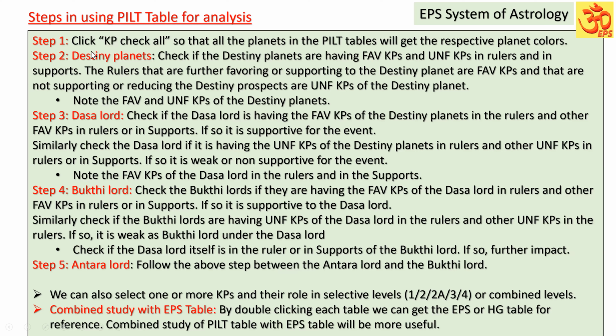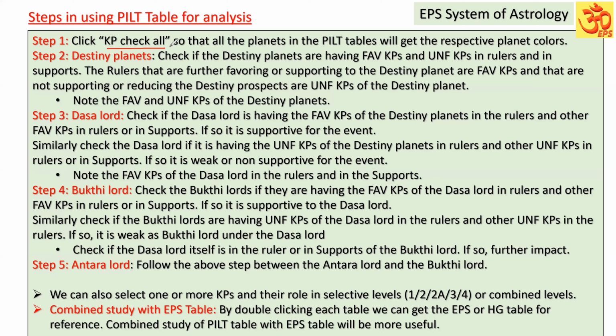Step 1, we have to go to the PILT table in the software. There is a selection process called KP check all. KP check all means key planets check all. It means check all levels, because there are 5 levels we are following, right? Minimum we are following 5 levels: planet, star lord, star lord of the star lord, sub lord, and star lord of the sub lord. So key planet check all means all 5 levels.